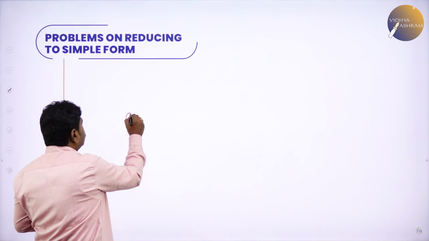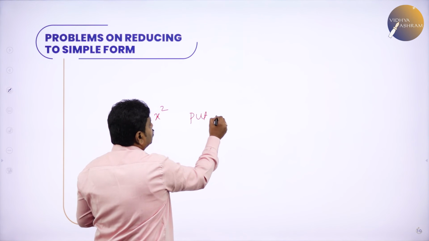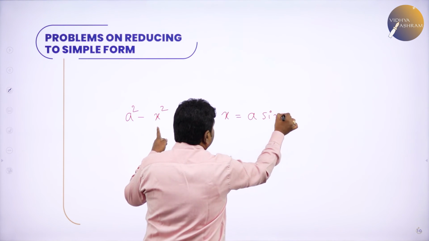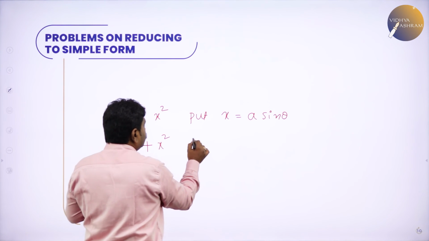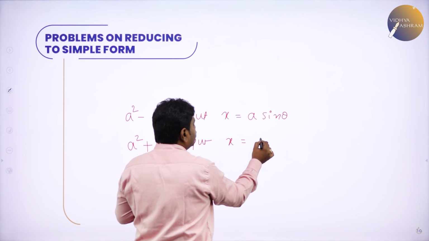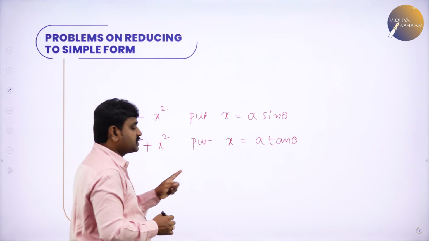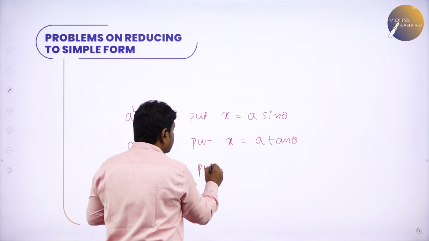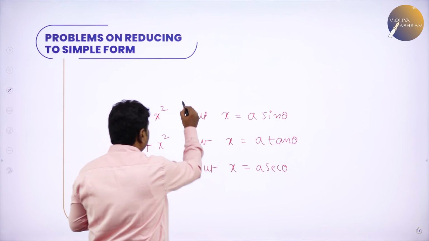So answer my question. If I have a square minus x square, put x as what? a sin theta. Don't forget this. If you have a square plus x square, put x as what? What should you substitute? x as a tan theta. Then 1 plus tan square theta. And if you have x square minus a square, put x as what? a secant theta. This is the table of substitution. Write this table, memorize this table.